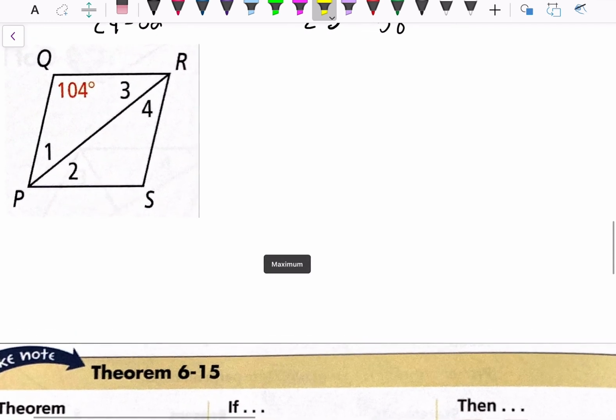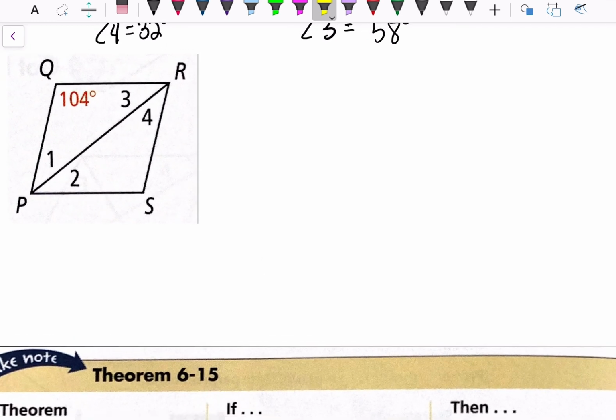Right. We have another one. On this rhombus, we are only given one of the diagonals. But from our theorem, we know that angle 3 is congruent to angle 4, and angle 1 is congruent to angle 2. If I look at this as a parallelogram, I know that consecutive angles are supplementary.